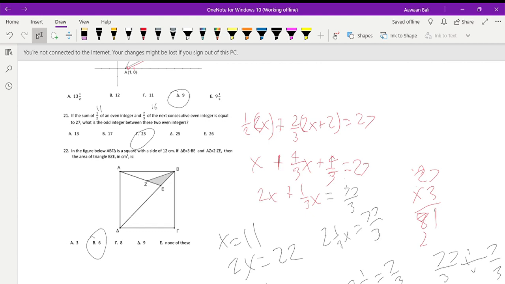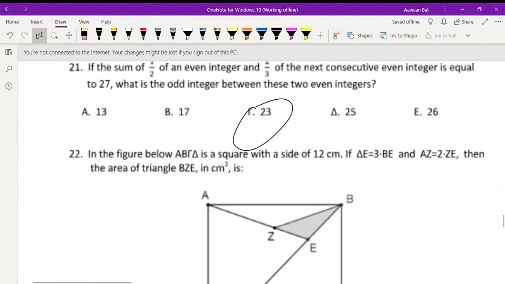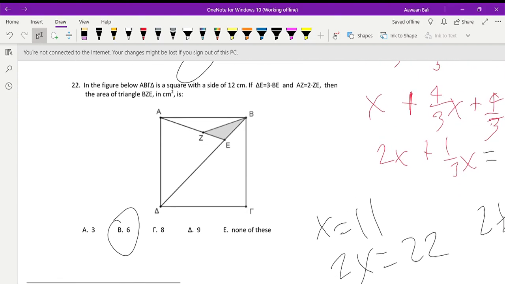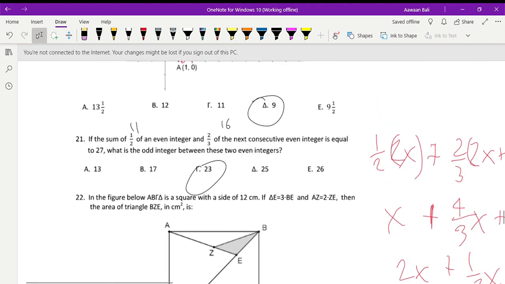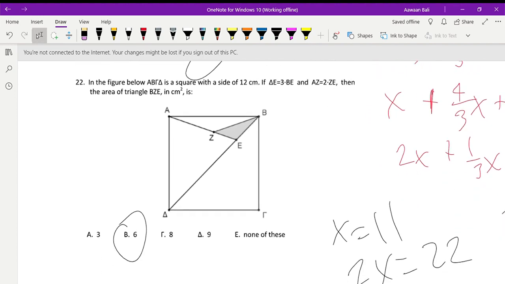11 plus 16, 27. Even though this is a long method, it might sometimes be better for you, so you can go over it once more if you don't exactly understand. Basically, the odd number between 22 and 24 is 23, so therefore your answer is gamma, 23. Easy. Now, question number 22.